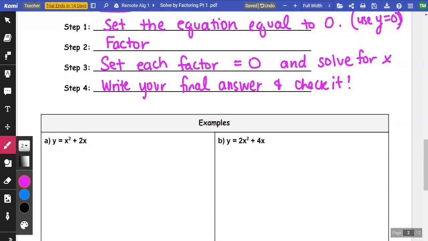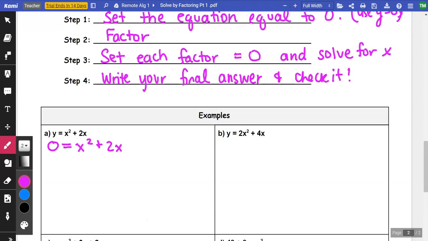All right, so let's use those 4 super easy to follow steps and apply it to our very first equation. So our first example is y is equal to x squared plus 2x. Step 1, set the equation equal to 0, or use y equals 0. So we want to replace y with 0 equals x squared plus 2x.